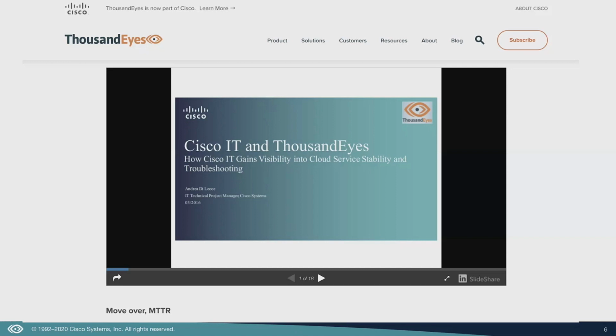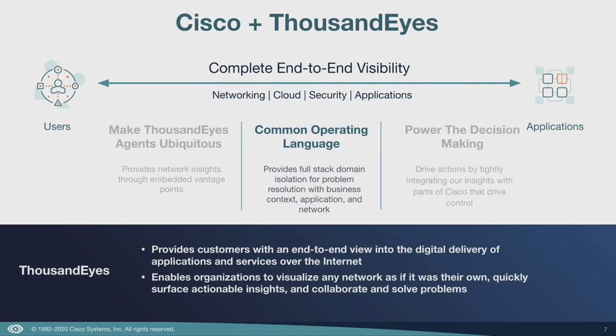And how does the ThousandEyes agent become natively part of the Cisco Catalyst and routing infrastructure? The second element of the vision behind us becoming part of Cisco was providing this common operating language for application and network teams, where we can provide full stack domain isolation and problem resolution across the application or network, and providing business context as we go.